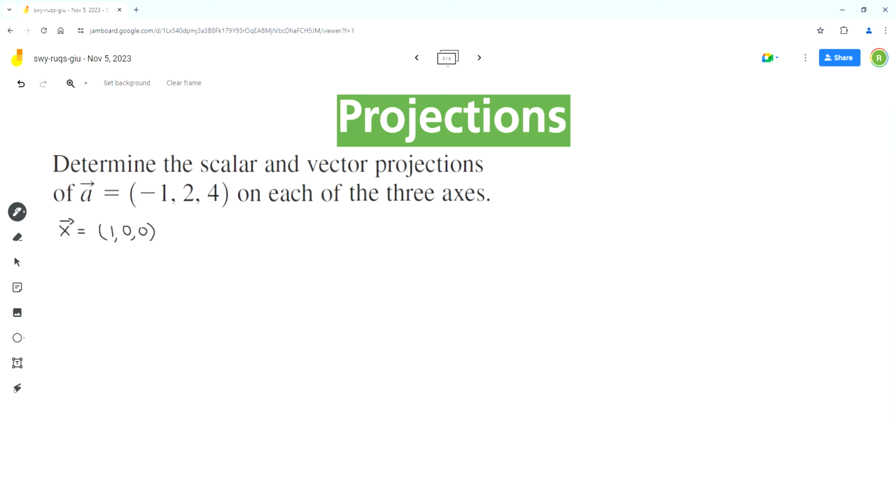Similarly, for the y-axis, we can use the vector 0, 1, 0. And for the z-axis, we can use the vector 0, 0, 1.